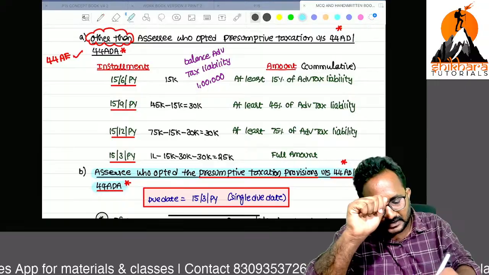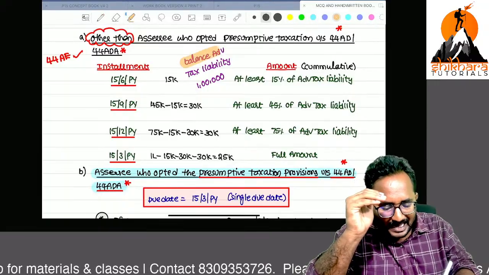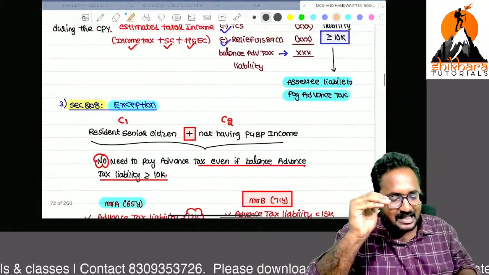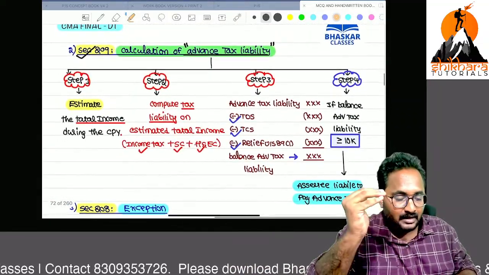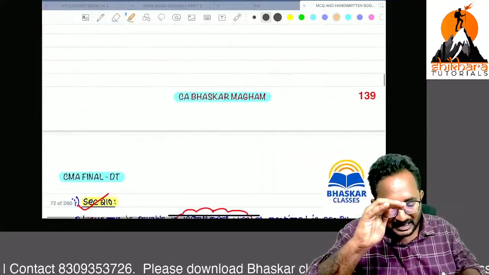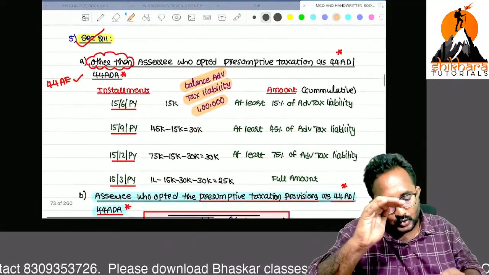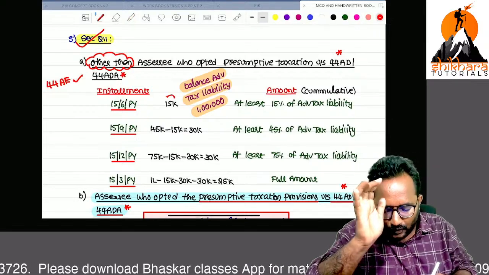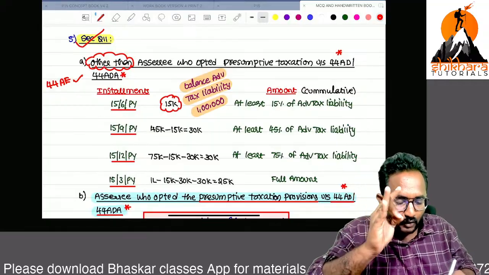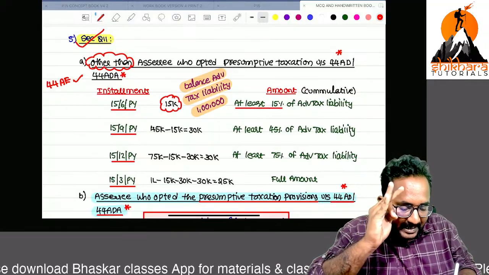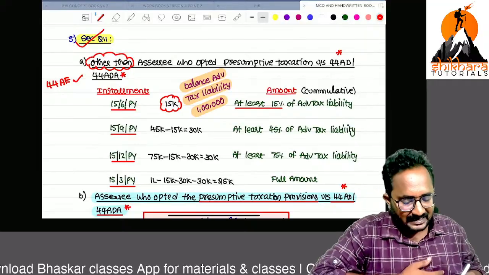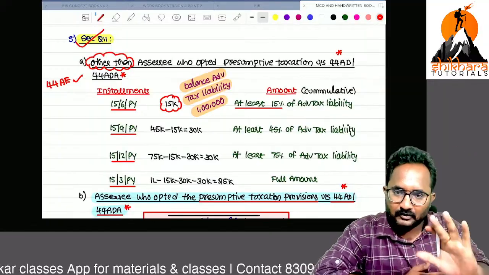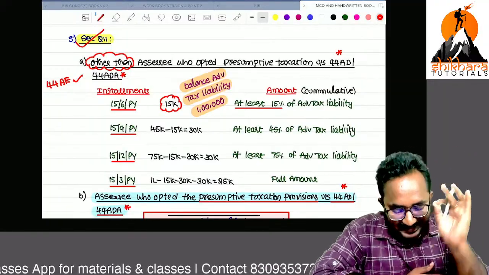Suppose as per section 209, your balance advance tax liability is 1 lakh. I think you know how to calculate the balance advance tax liability. As per this calculation, we got 1 lakh. So how to clear it within those 4 installments? Remember, on or before 15th June, you have to clear at least 15% of the advance tax liability. Calculate 15%, that is 15,000. If you pay more, that is okay, but you can't pay less than that.